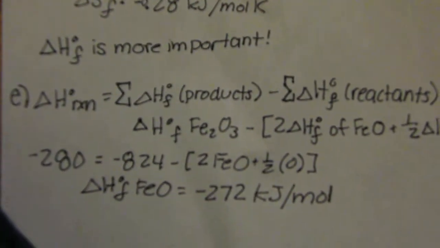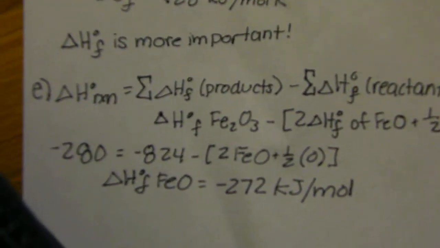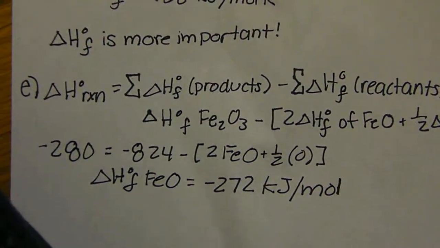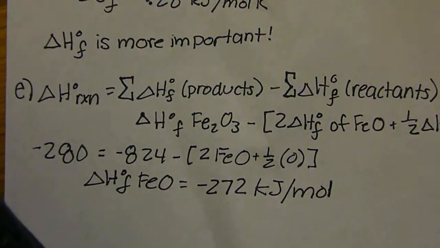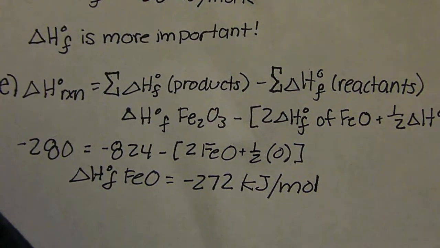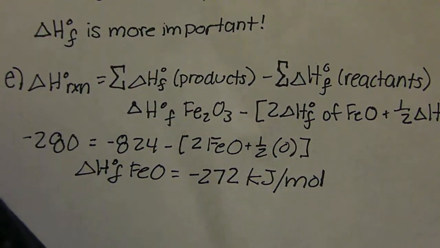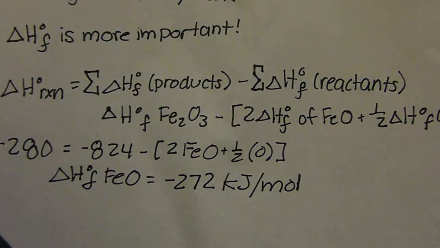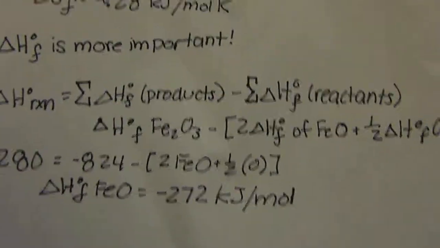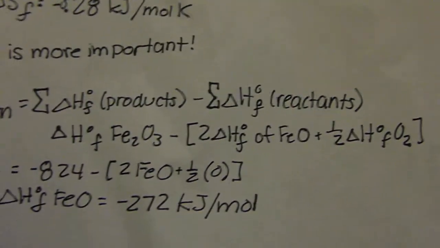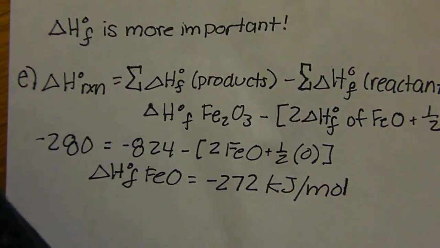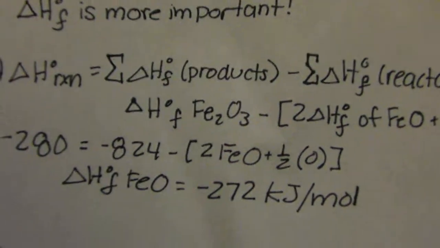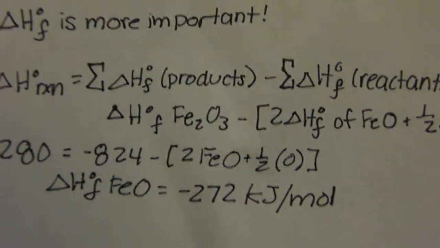On to E. Calculate the standard enthalpy of formation, delta H, of iron oxide. So here we can use the equation delta H reaction equals the sum of delta H products minus the sum of delta H reactants. So you can plug in your numbers and solve for delta H f of iron oxide, and you should get it to equal negative 272 kilojoules per mole.